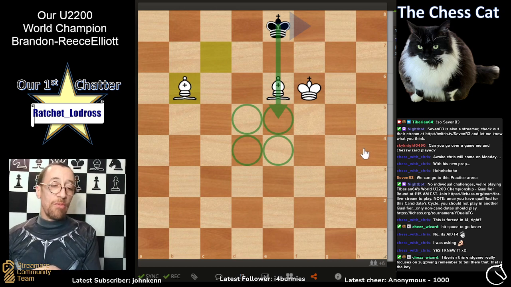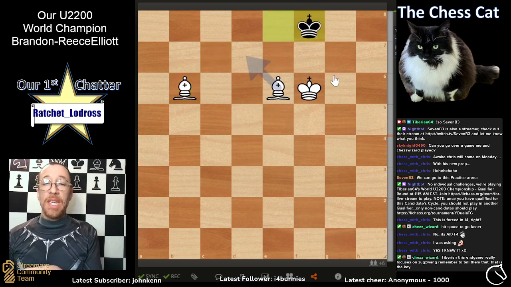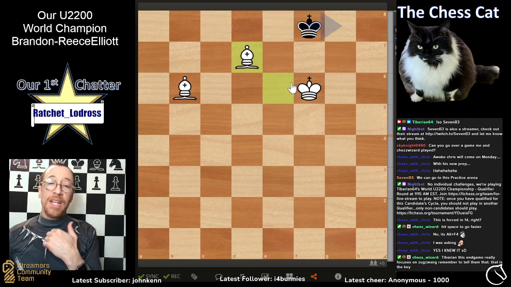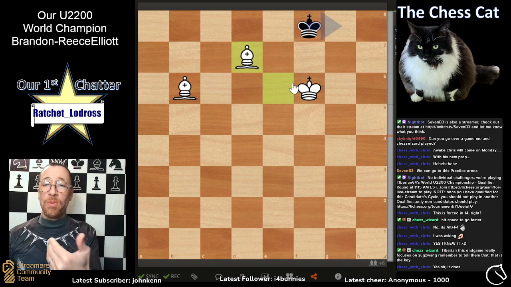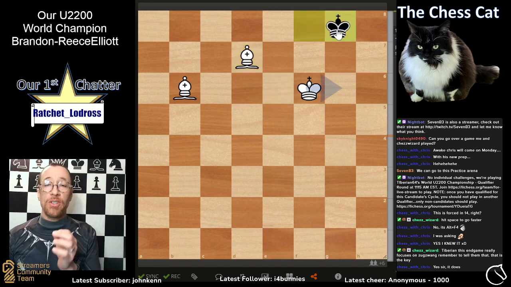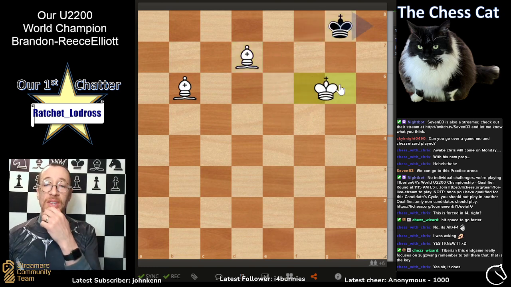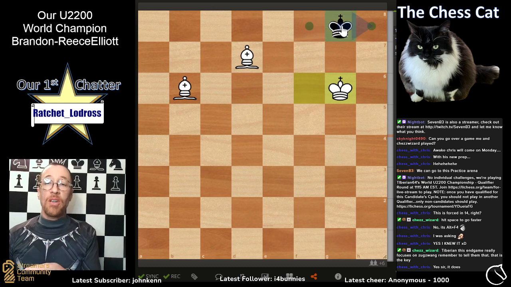Yes, it does focus on making it so that black has to move. I don't think it focuses on zugzwang as much. Zugzwang is where you've got to move and you don't want to. This one is more of a restraint. Watch, I'm going to take away all the squares from the king.